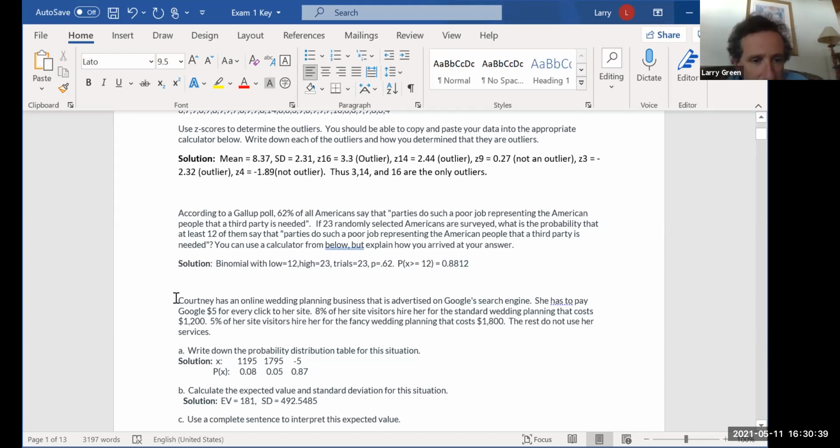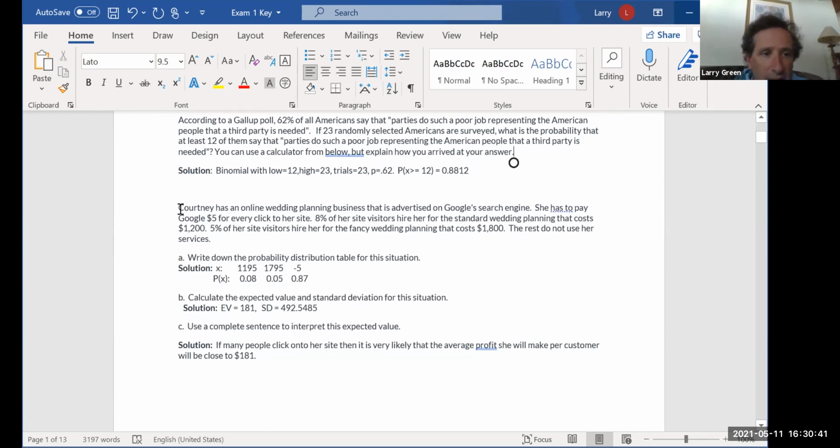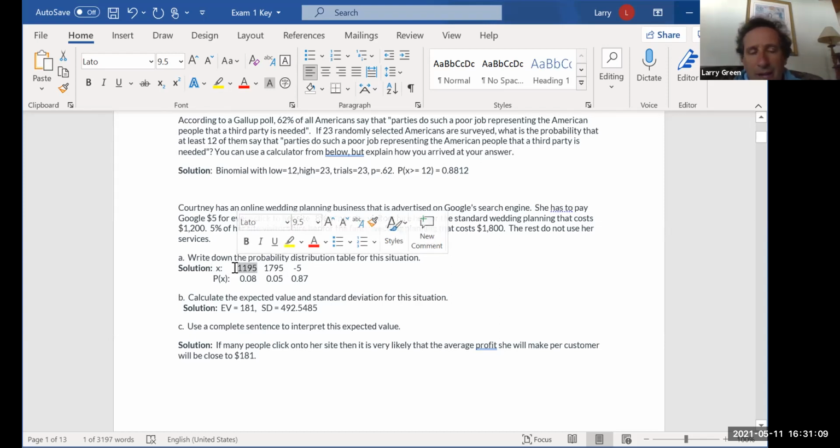Okay, the third one was the expected value problem. One thing that some people forgot is that if you're paying $5 and you get a check for $1,200, then your profit is $1,195. You've got to subtract the 5 from the 1,200, and similarly, you've got to subtract the 5 from the others. So the X's were where some people had troubles.